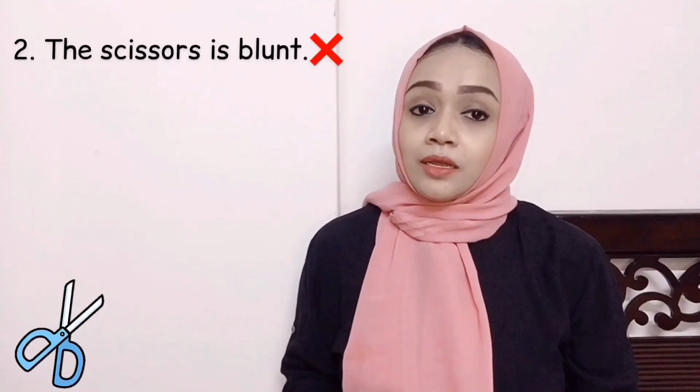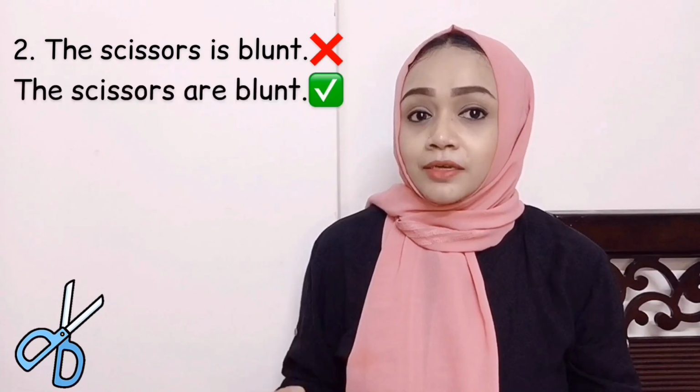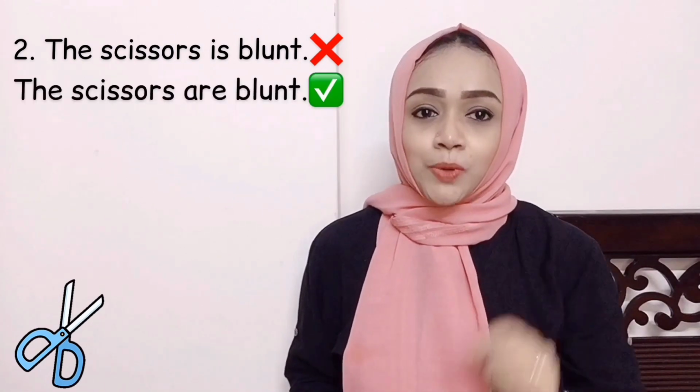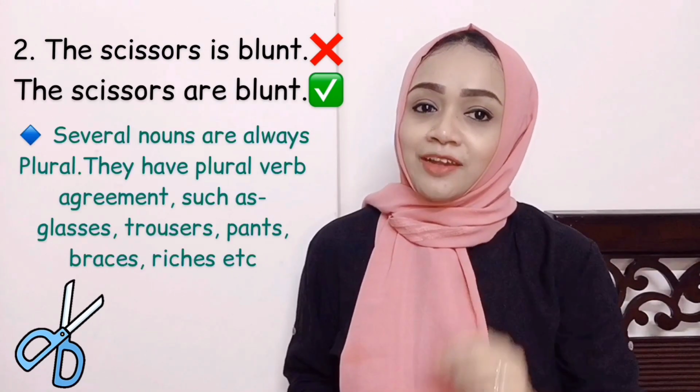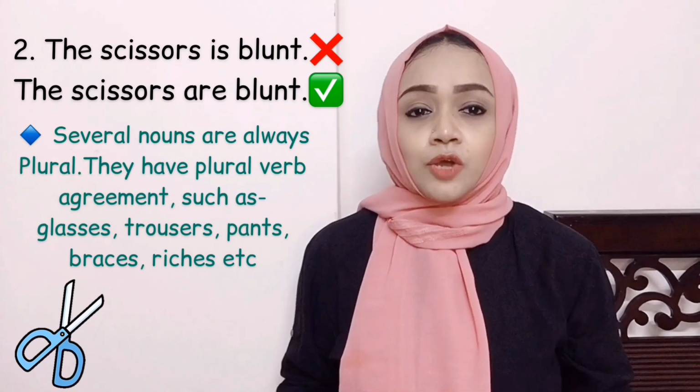The next wrong sentence is: the scissors is blunt. It should be: the scissors are blunt. Several nouns are always plural. They have plural verb agreements such as glasses, trousers, pants, braces, reaches, etc.